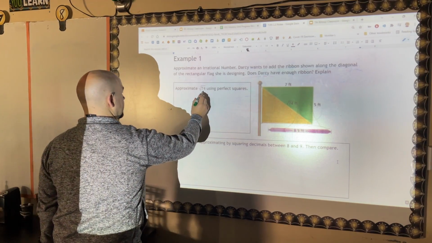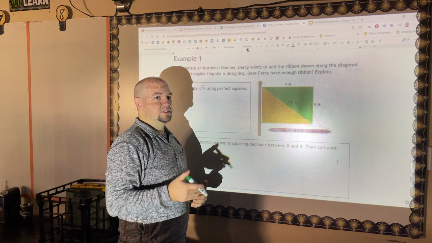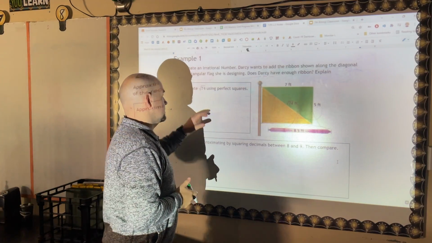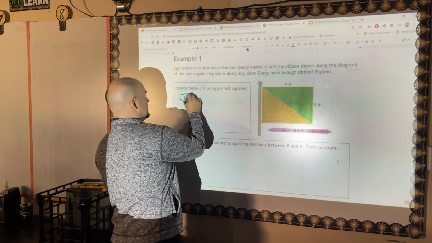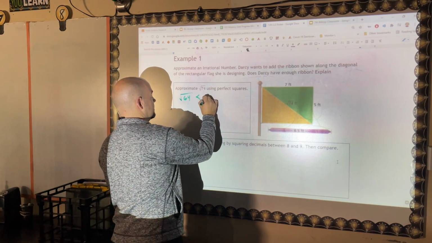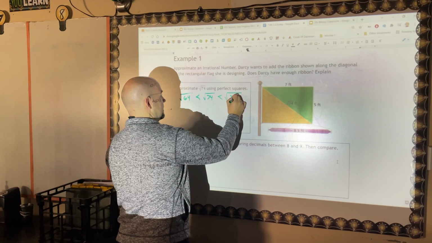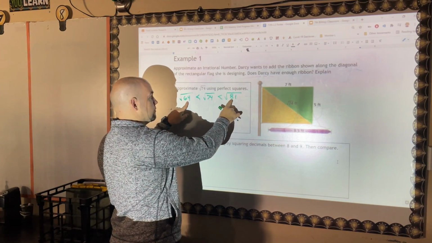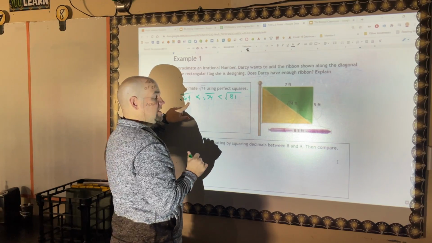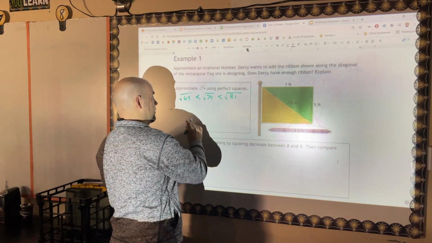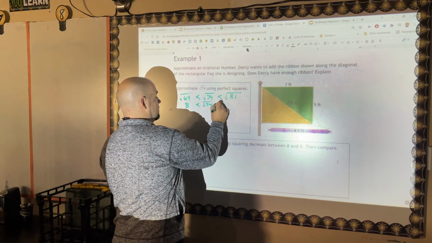So we're going to approximate the square root of 74. What numbers are just below and just above that are perfect squares? 64 is there, so we know 64 is less than 74, which is less than 81. I know that these two are perfect squares. The square root of 64 is a nice round whole number. That is 8.